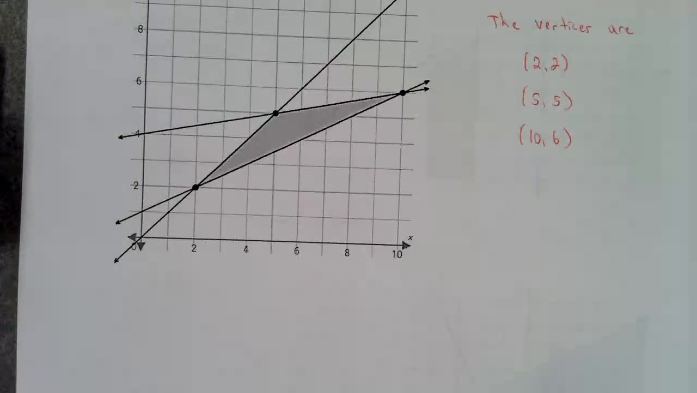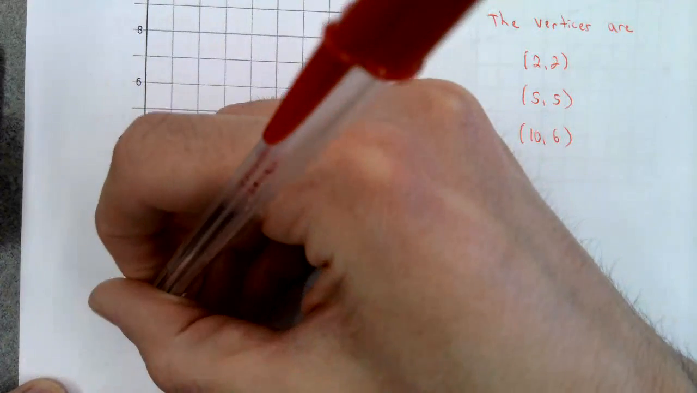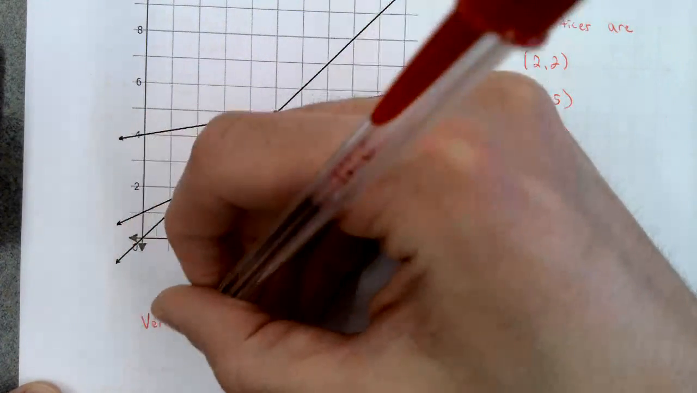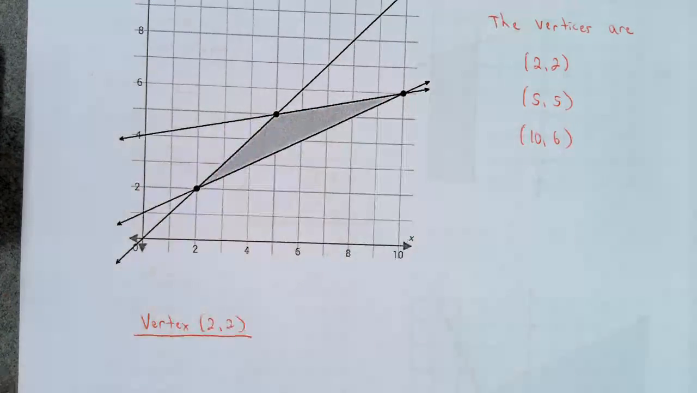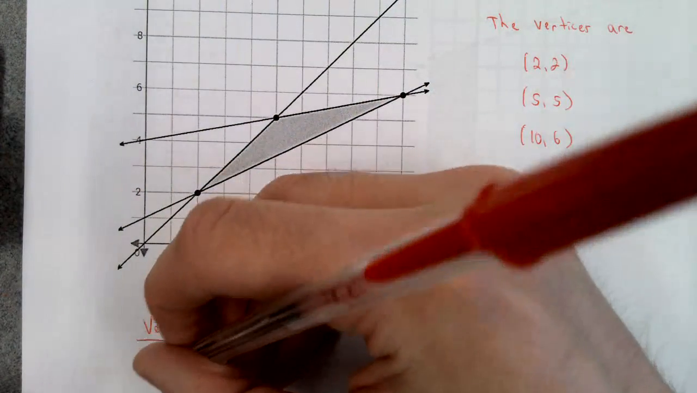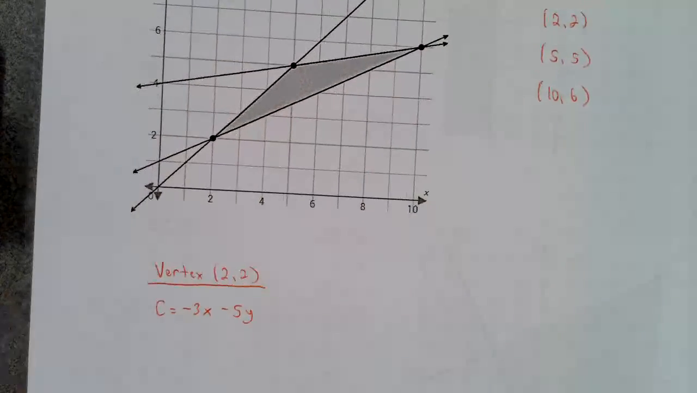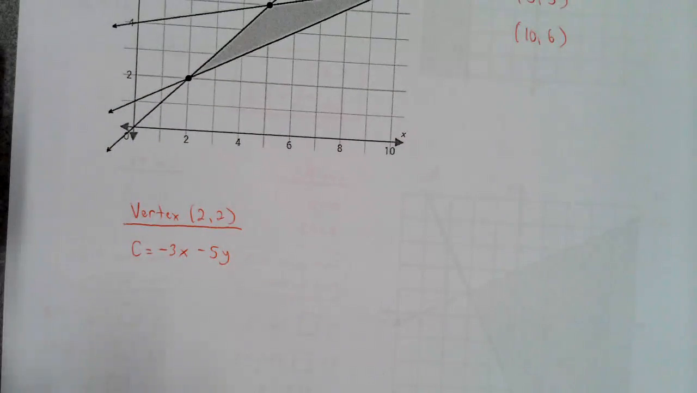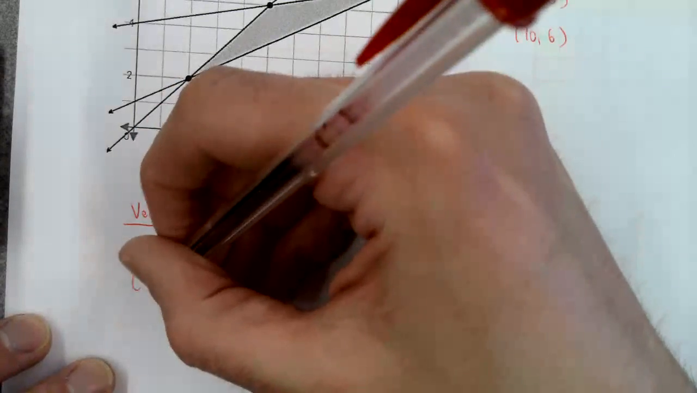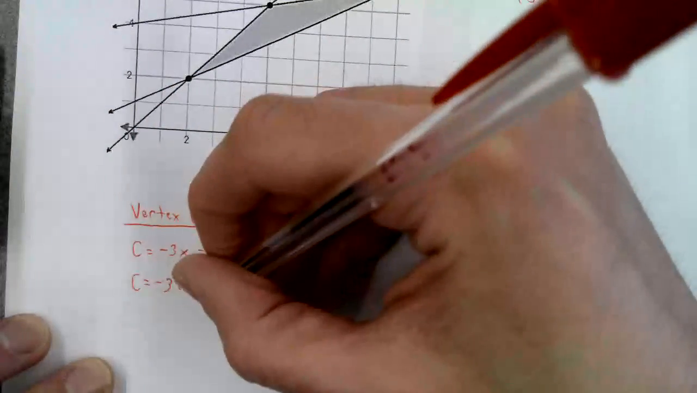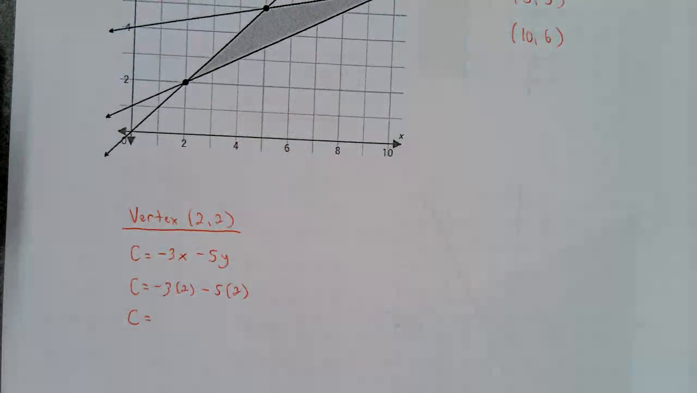I'll go in order. Let's do vertex 2, 2. Just going to recopy the objective function. And let's substitute and simplify. -3 times 2 minus 5 times 2. So that'll be -6 minus 10 is -16.